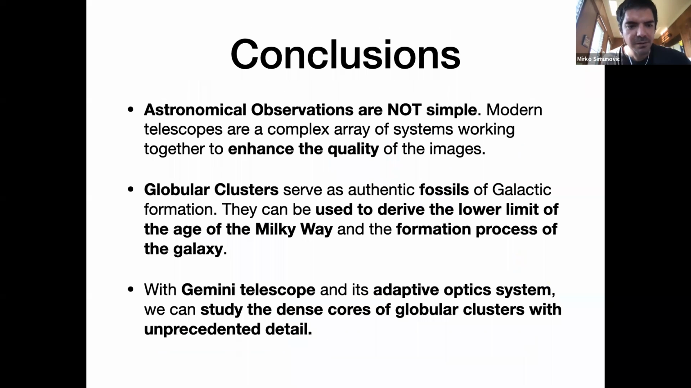So I think I'll end now with these conclusions, just to summarize what we talked about. Astronomical observations are not simple. I think now you have a very good understanding of how complex these observations are. We have many problems: the background coming from the atmosphere, the atmospheric turbulence, the seeing, and all of that. And the globular clusters themselves are very problematic because they're very dense. But when you combine technologies like adaptive optics, you're able to actually study and obtain images of these clusters.